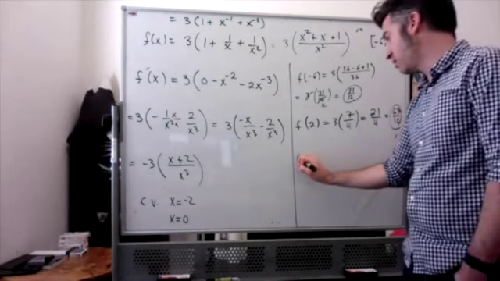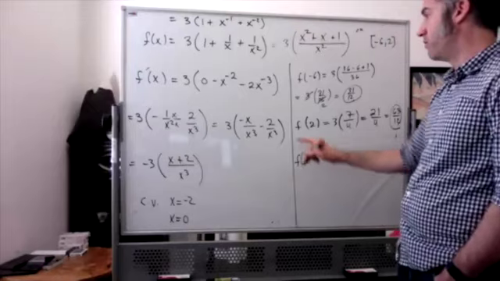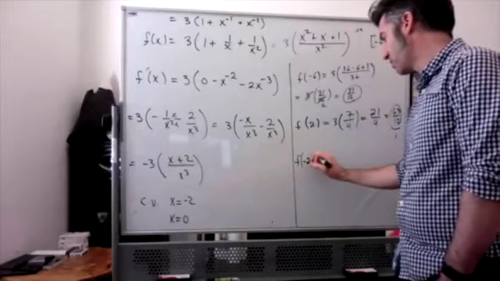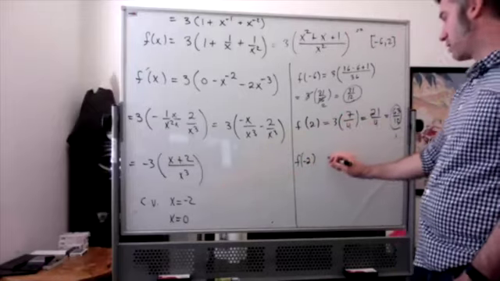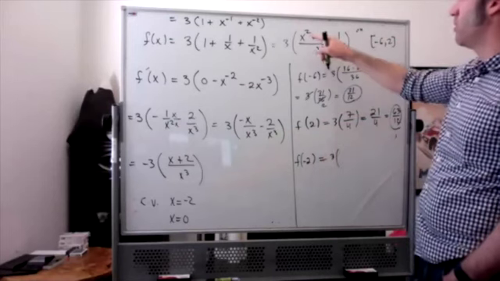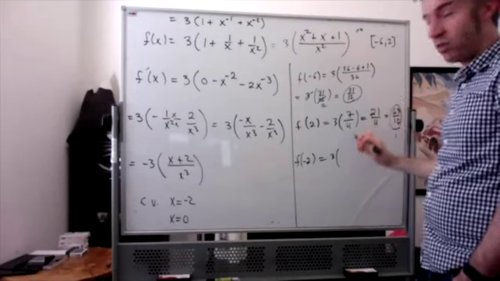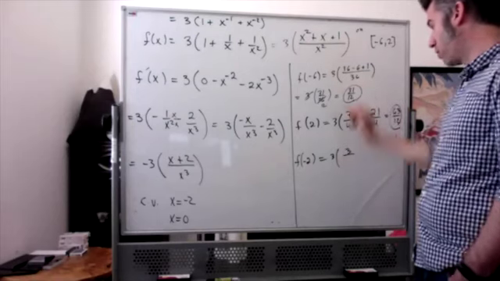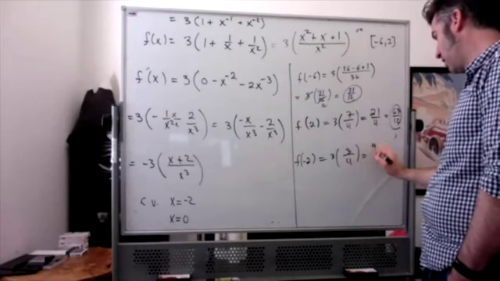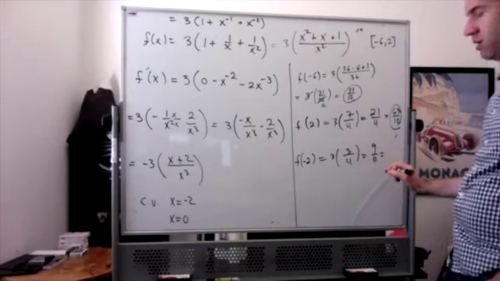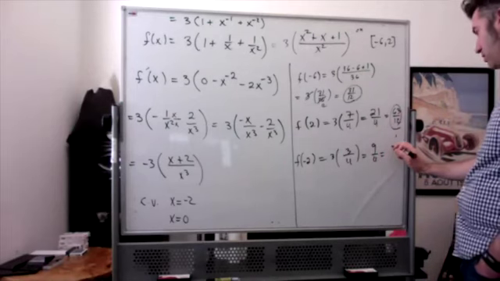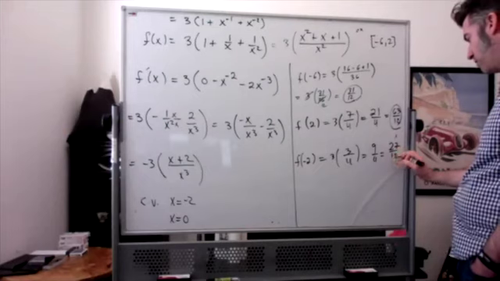And then finally, f of negative 2, it's going to be very similar to this one. It's going to be 3 times (4 minus 2 plus 1). So that's going to be 3 over 4. So that's going to be 9/4, which is times 3 over 3 is 27 over 12.